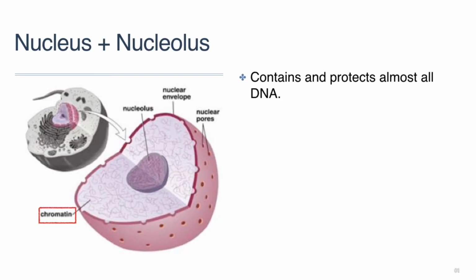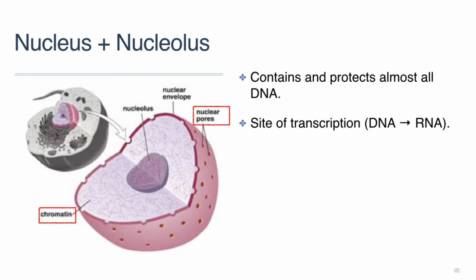DNA does not leave the nucleus, but the genetic information coded in DNA is needed outside the nucleus in order to make proteins. So the nucleus is where DNA is read and copied or transcribed into a molecule called RNA. And RNA can then leave the nucleus through nuclear pores on the nuclear envelope.